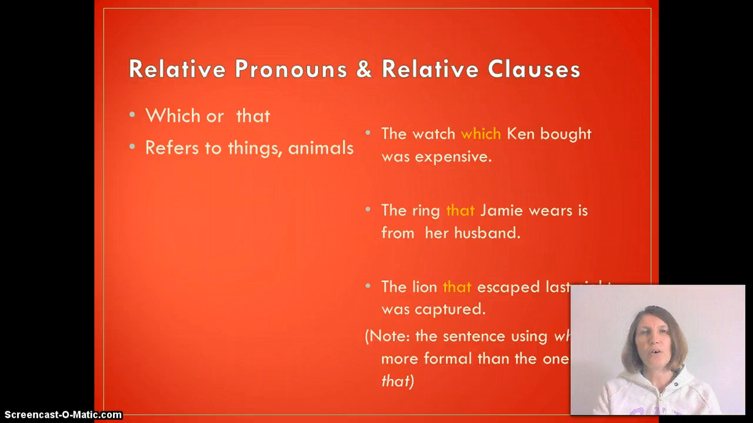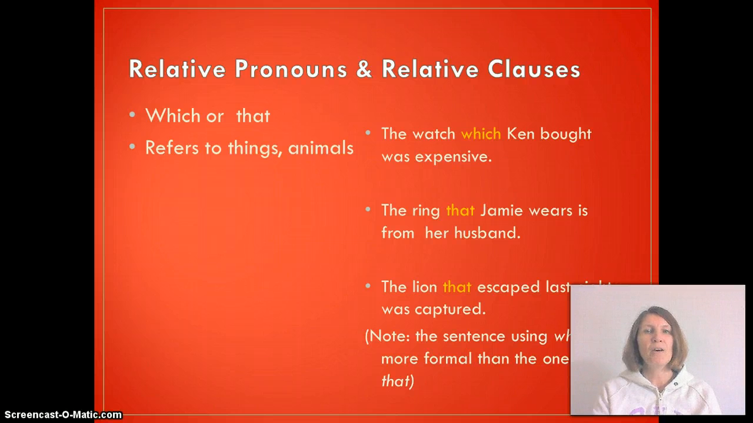Which and that are pretty much the same as well, but these don't refer to people, they refer to things or to animals. So let's look at the examples. The watch which Kim bought was expensive. The watch which Kim bought, which refers to the watch. The ring that Jamie wears is from her husband.